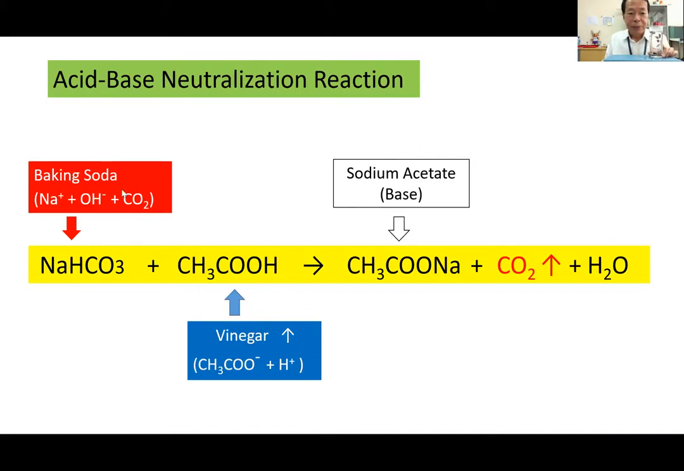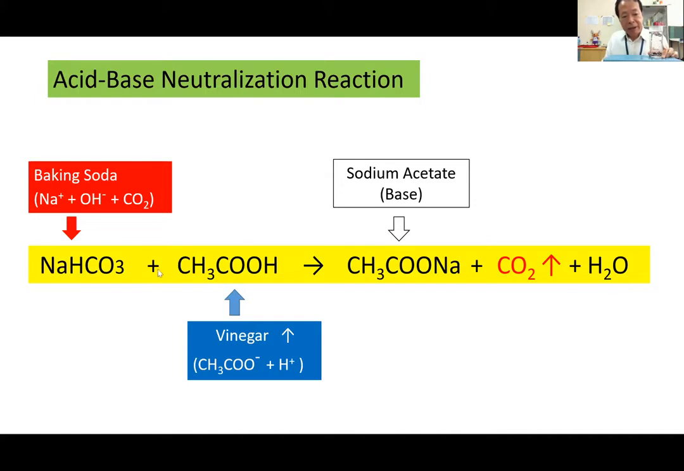Okay, first I put baking soda, baking powder into the glass cup. Okay. So in the water, sodium hydrogen carbonate is ionized into sodium ion and hydroxide ion and carbon dioxide, CO2.